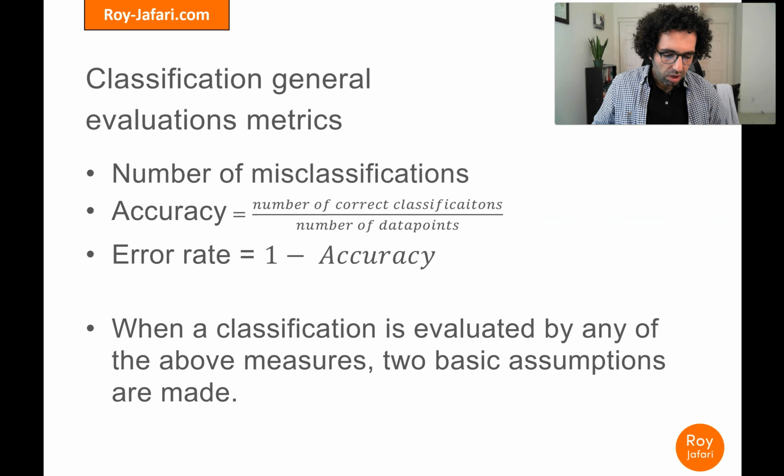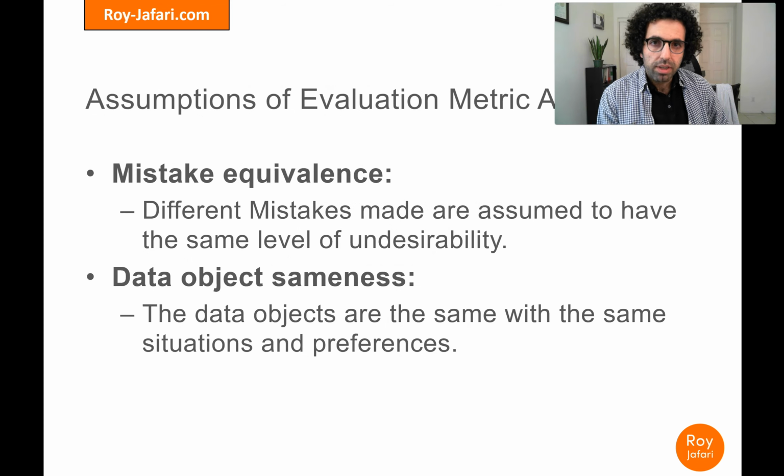We saw that when we evaluate a general classification model, we normally use one of these generic metrics: number of misclassifications, accuracy, or error rate. One thing that we have to pay attention to is that these generic metrics have some assumptions behind them. Those assumptions are mistake equivalence, which means that the consequences or the reflections of different types of mistakes on these evaluation metrics are the same.